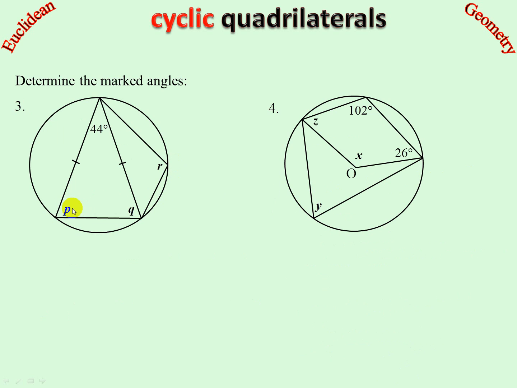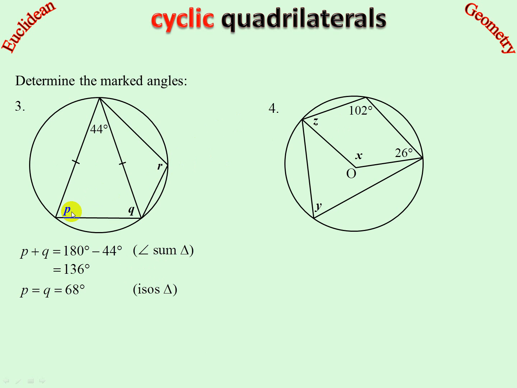In this case, P is equal to Q, Q is equal to P, R we're not sure of. Well, R plus P equals 180, there's a cyclic quad. So let's start with finding P and Q. We have now isosceles triangle and we know one angle. So therefore, P plus Q must equal the remainder of the 180 by angle sum triangle.